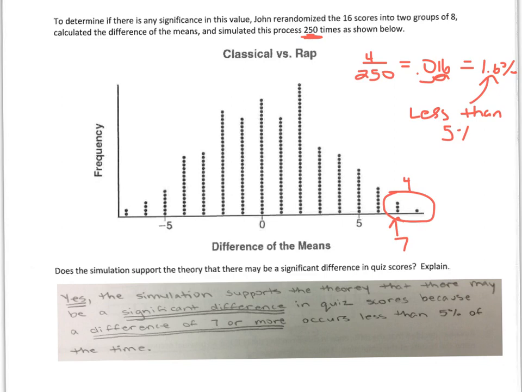I know when I was reading some of your explanations, instead of saying what the difference was and saying or more extreme, right, 7 or more, or if it was down here, -5 or less, make sure you state the difference as well as or more or less, because you're not just looking at that value, you're looking at that value as well as anything more extreme. So anyway, because this occurs less than 5% of the time, a difference of 7 or more, we would say that yes, there is a significant difference.